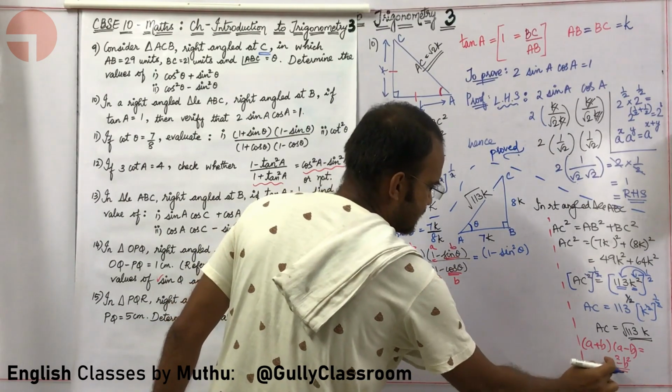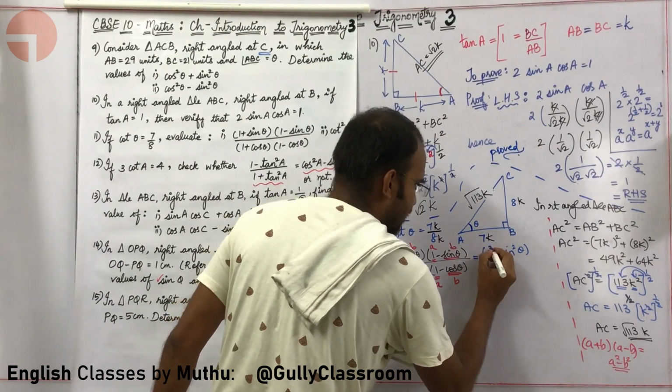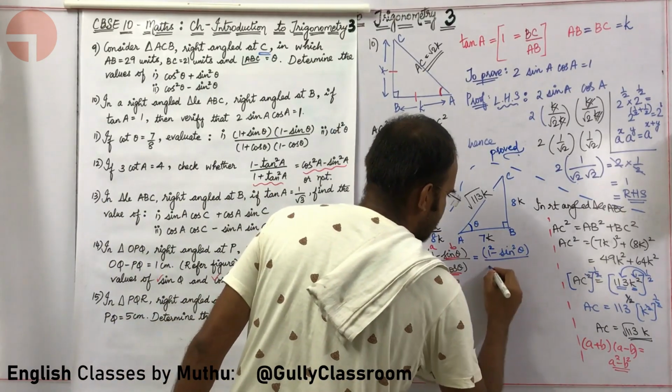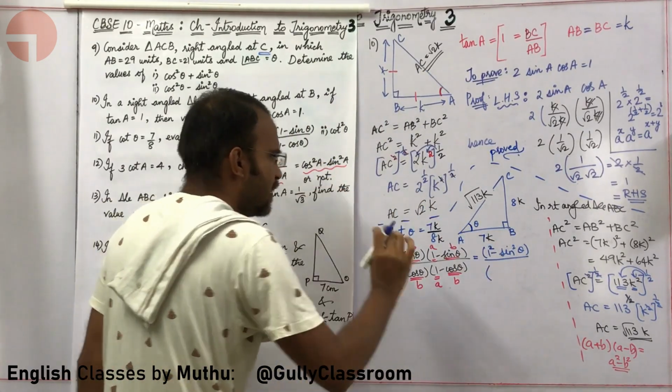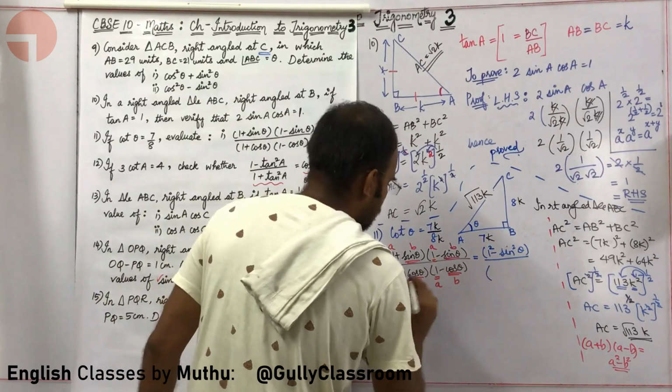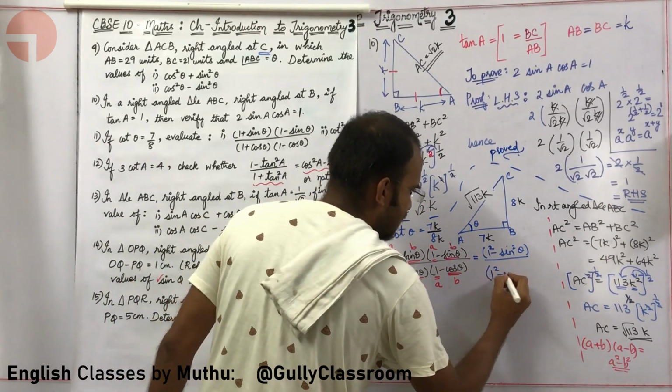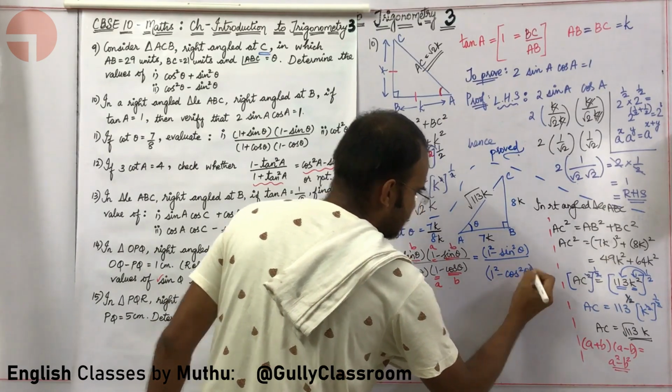Sir, but here the formula is A square. Why aren't you putting a square? Anyway, 1 square is going to be 1, so it is not an issue. But anyway, let us follow each and every step without skipping anything. So, A plus B into A minus B is A square minus B square. Here first A is 1. B is cos square theta.